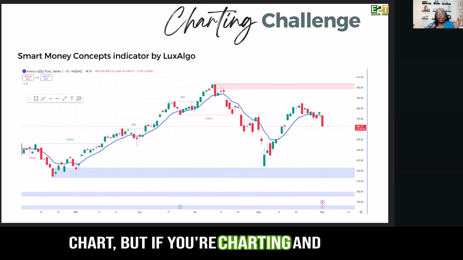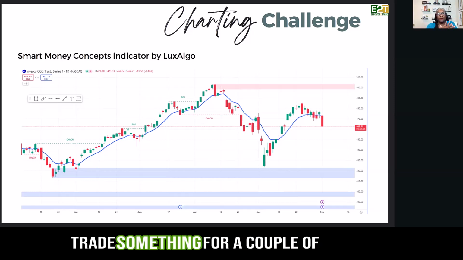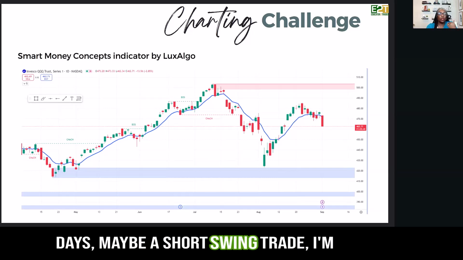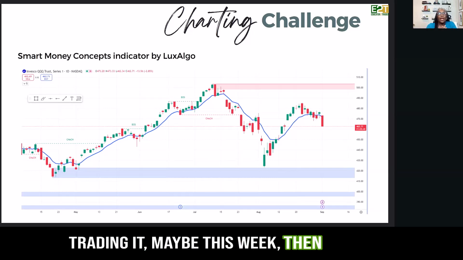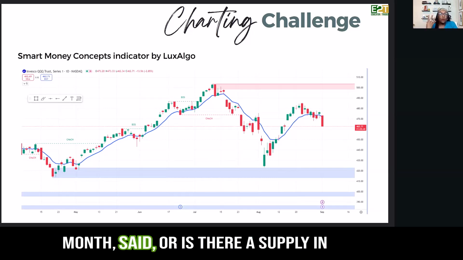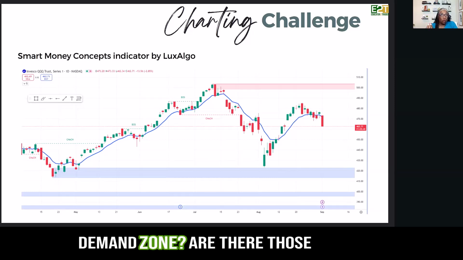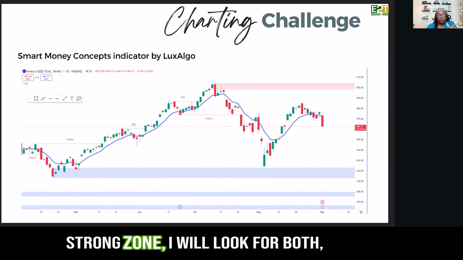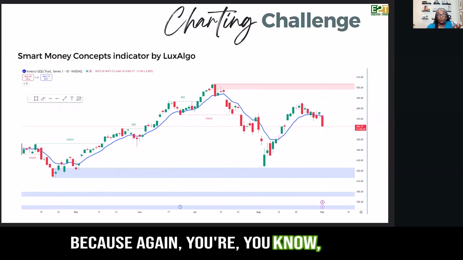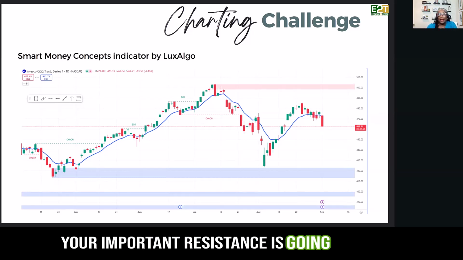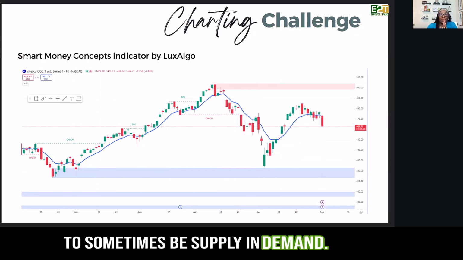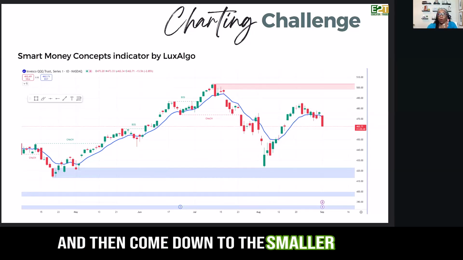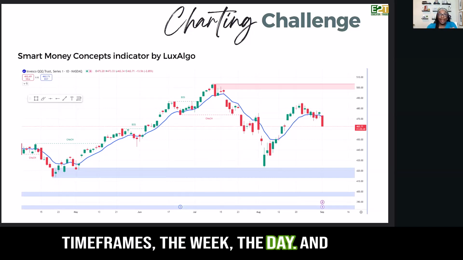But if you're charting and let's say you're going to trade something for a couple of days, maybe a short swing trade, trading it maybe this week, then you're going to want to look at the month for, is there a supply and demand zone? Are there those zones? And support and resistance, because those are going to be very strong zones. I would look for both, because again, your support and resistance is going to sometimes be supply and demand. And then come down to the smaller time frames, the week, the day.